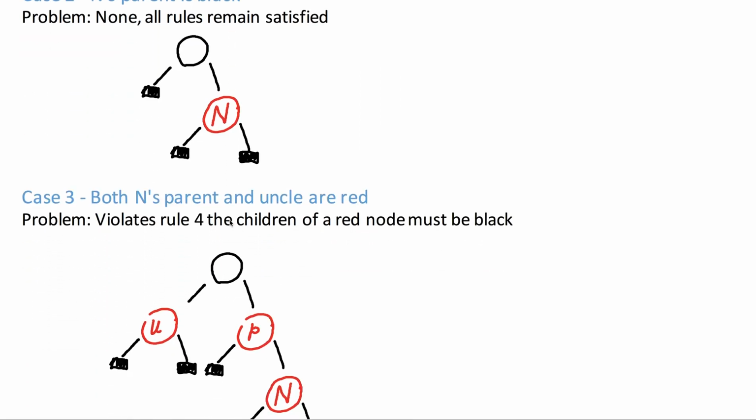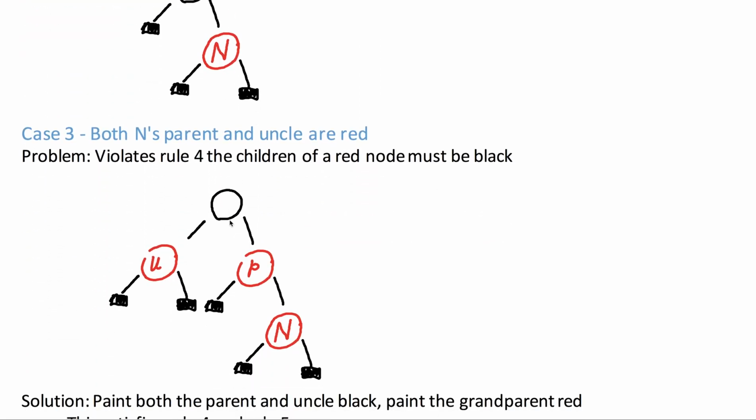Okay, case 3 is basically when we look at the parent and the uncle node, and we check to see what colors they are, right? So in this case, we added n, our new node, to the tree, but its parent and its uncle are both red. This, of course, violates Rule 4 that said a red node can only have black children, right? This violates that rule.